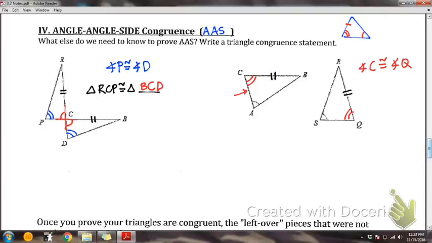So then if we're going to write our triangle congruency statement, if I said triangle ACB is congruent to triangle, you would say what? Write it on your paper, don't shout it, please. ACB is congruent to SQR. Good.